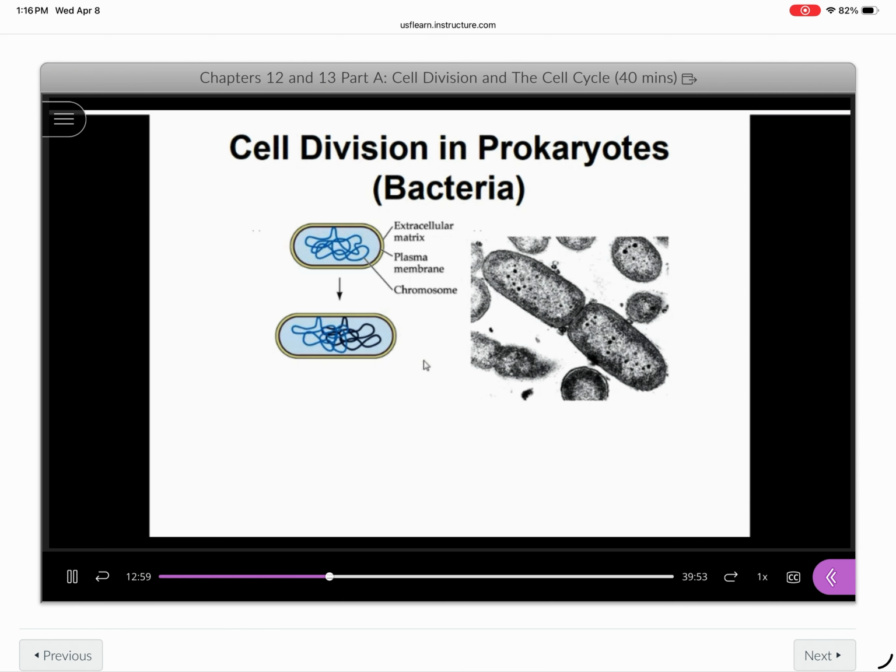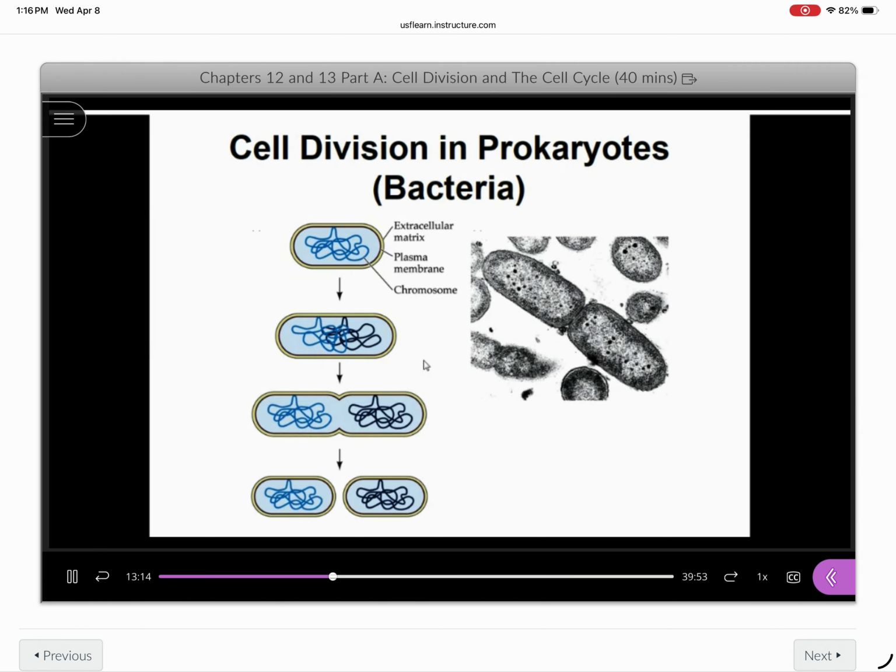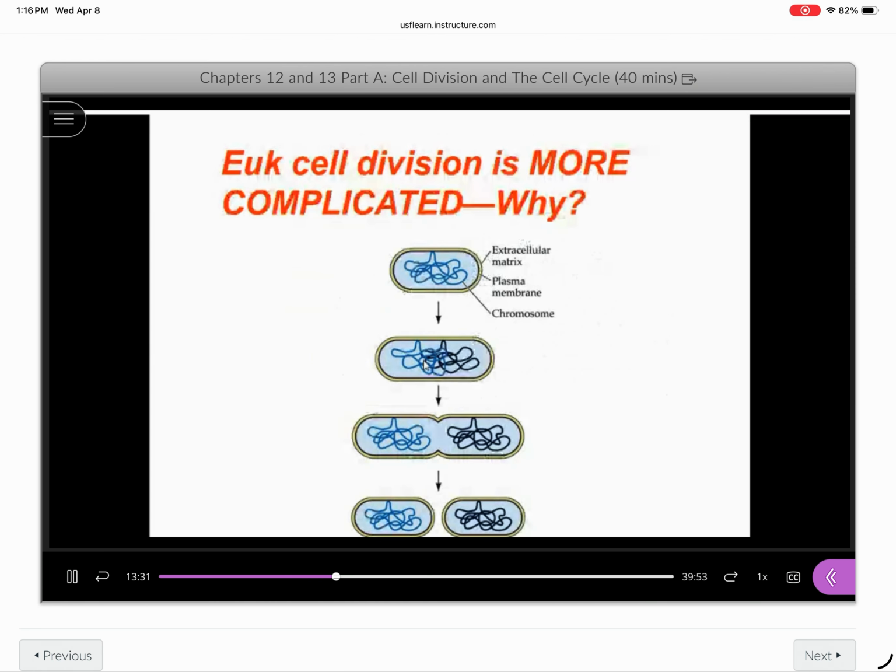Now the cell is getting longer, right? Also the DNA has been replicated. So what did we say? DNA replication and then cell division. And notice when the cell divides, it divides in such a way that each daughter cell gets a DNA, which again is the information to make proteins, the information to run the cell. Bacteria. Eukaryotic cell division is more complicated. Why is that the case?